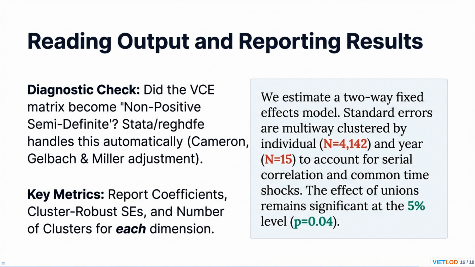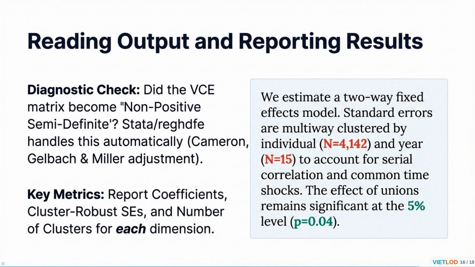When presenting your regression results with multi-way clustering, there are a few critical points to consider. First, always perform a diagnostic check. It's possible for the variance-covariance matrix to become non-positive semi-definite, a technical issue. Fortunately, both Stata 19 and the reghdfe command automatically handle this by applying the Cameron, Gelbach, and Miller adjustment.